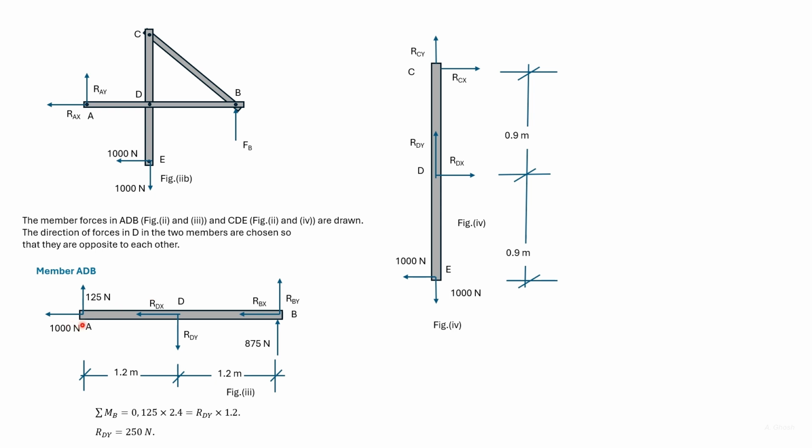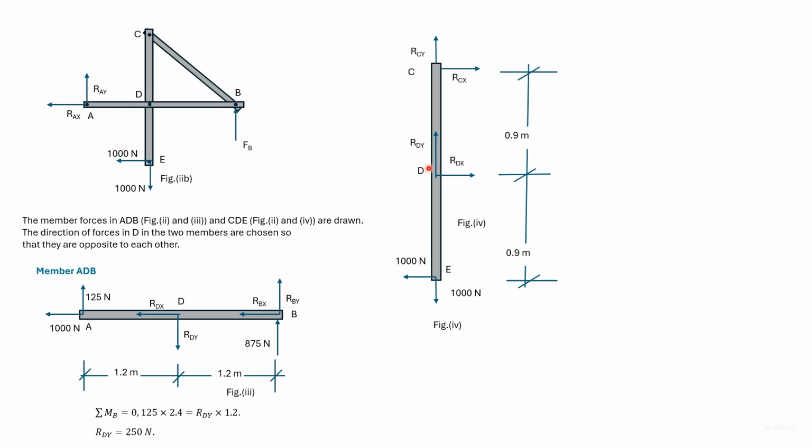Now let us look at the member ADP. Let us take moments about the point P. Then we see only RDY, and this 125 Newton causes moment about the point P, from which we can get RDY. Now let us look at the member CDE. If we take moments about the point C, then we'll be able to find RDX.